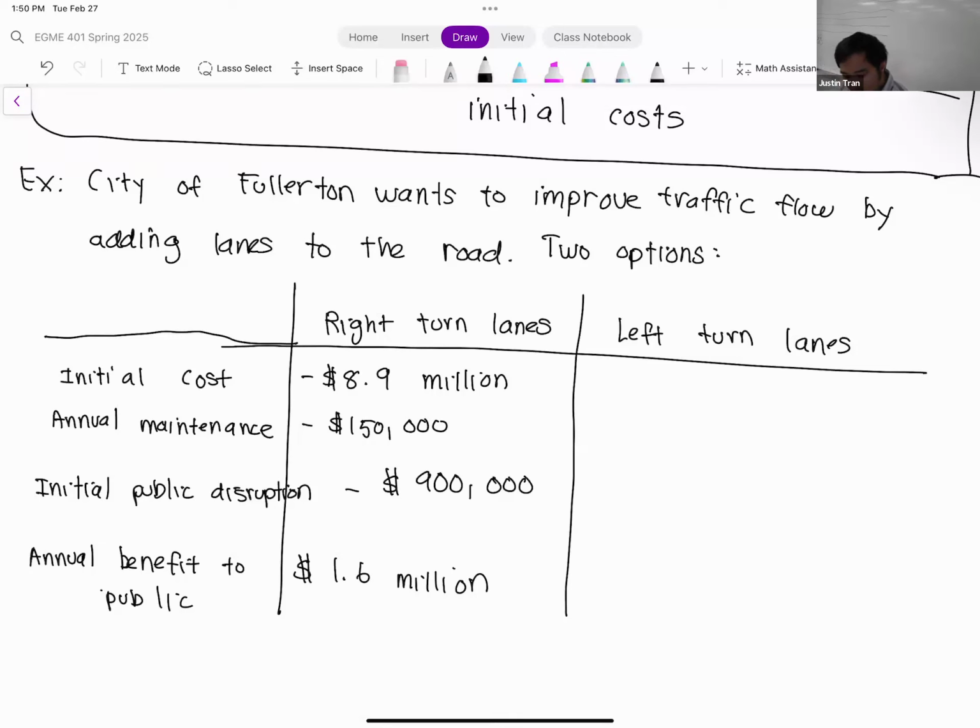Okay, the other alternative is to construct left turn lanes, okay? Left turn lanes are inherently more expensive just because the disruption is in the middle of the road instead of on the side. And so the initial cost for left turn lanes here is going to be $11.9 million.